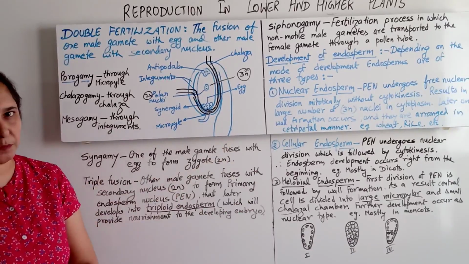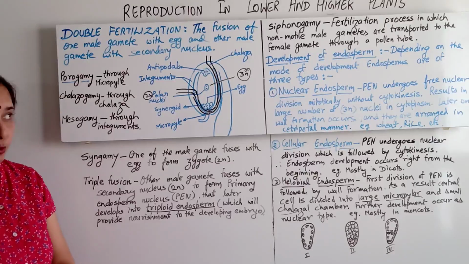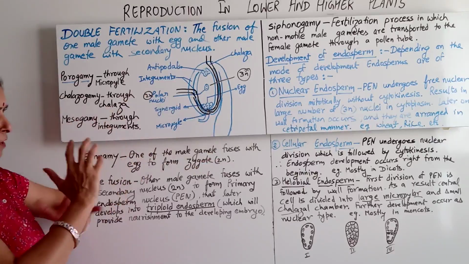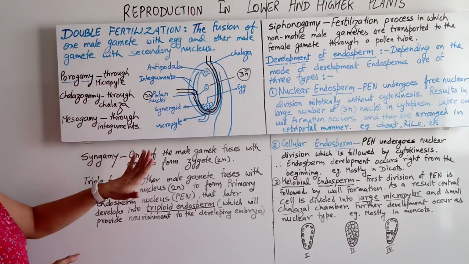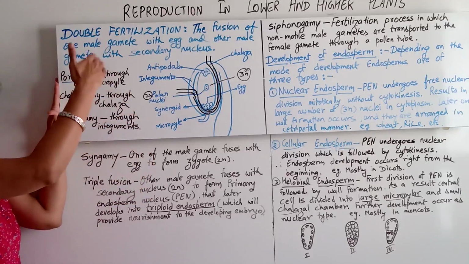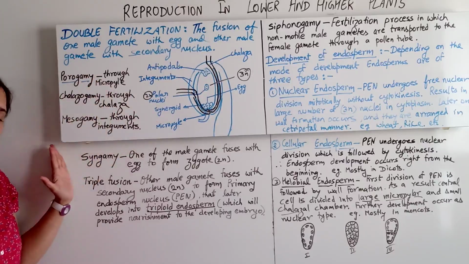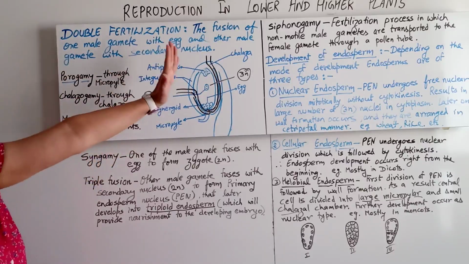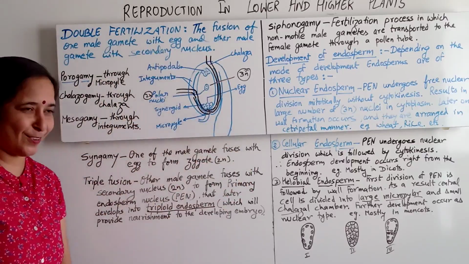Different types of endosperms are there. After that, we will discuss the development of the embryo. The endosperm and embryo development take place simultaneously. So this is all about double fertilization. Then, depending upon where the pollen tube is entering, there are these three terms. Then what is syngamy, what is triple fusion, what is siphonogamy, then these three types of endosperms. So just have a look at this.